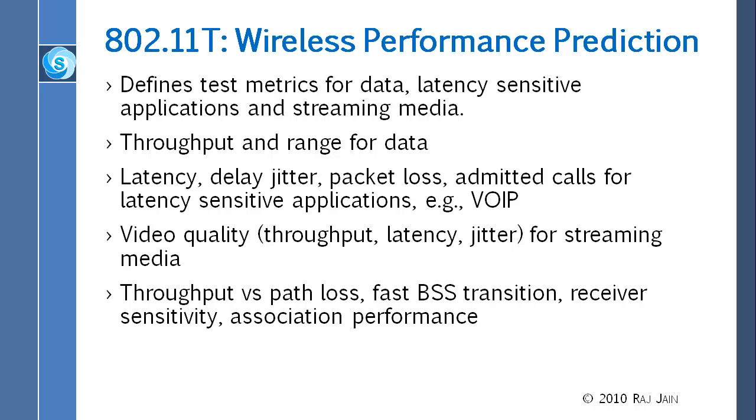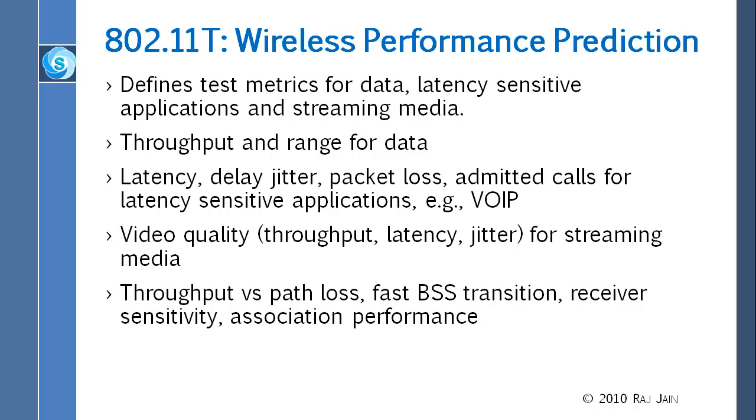Otherwise, everybody will measure a different way, and when you get the equipment from two different vendors, you do not know how to compare this number with that number. And there is a trade-off here, because if you increase the path loss, if you allow 10% loss, then throughput goes up, if you call that throughput. So the question is, what is throughput? And then fast BSS transition, receiver sensitivity, association performance, all of these things are measured in that one.